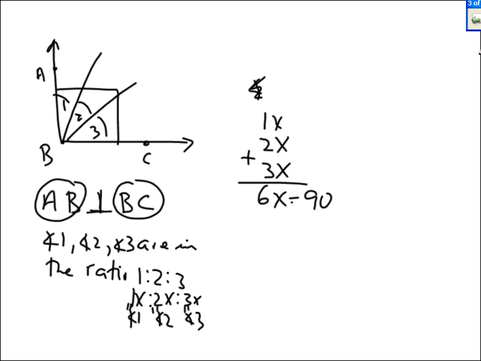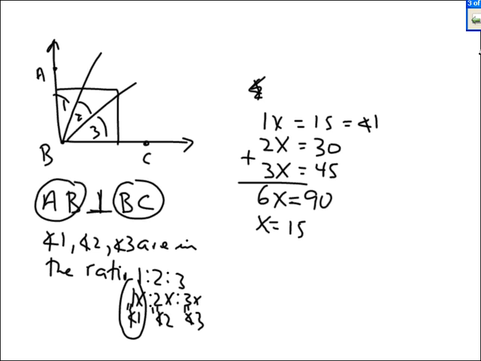You need to know your 6 times table. 6 times 15 is 90. So x is 15. So 1x is 15, 2x is 30, 3x is 45. For 1x, that was angle 1. 2x, that was angle 2. And 3x, that was angle 3. Angle 1 is 15 degrees, angle 2 is 30, and angle 3 is 45.